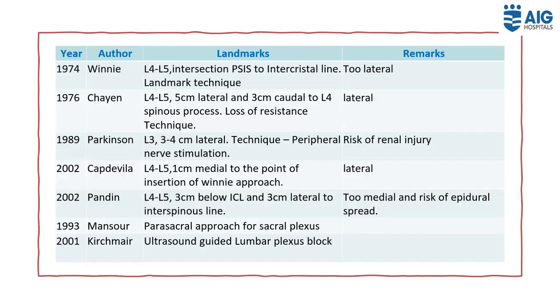In 2002, Capdevila modified Winnie's point, going 1 cm medial for better targeting, yet being lateral enough to avoid the central spread. In 2002, Pandin went 2 cm medial, increasing the risk of epidural spread. In 1993, Mansour described a parasacral approach targeting the sacral plexus, which was helpful for combined blocks. And finally, in 2001, Kirchmair introduced the USG guided technique, which was a major advancement, though visualization still remains limited because of the deep position of the plexus.